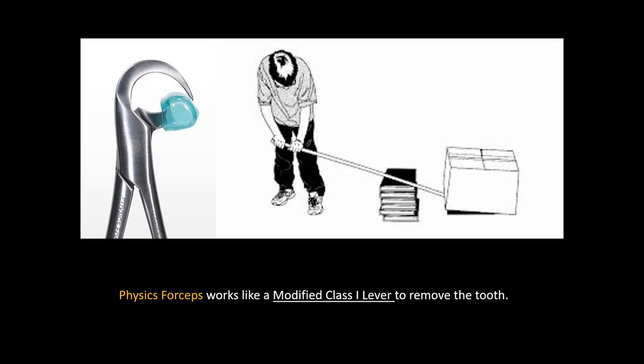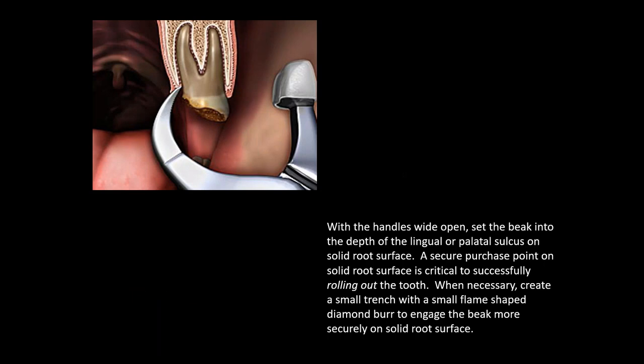And if I do graft, I will make sure that this area, the foundation, is built as ideal as possible. So when implementing atraumatic extractions within my practice, the first thing I think of is the physics forceps. I've been using the physics forceps in my practice for over 11, actually 12 years now. The physics forceps works like a modified class one lever to remove the tooth. So the bumper acts as the fulcrum, where the beak, as compared to a class one lever being under the weight, actually hooks the tooth and levers the tooth out of the socket. We'll talk about that in a little bit more detail.